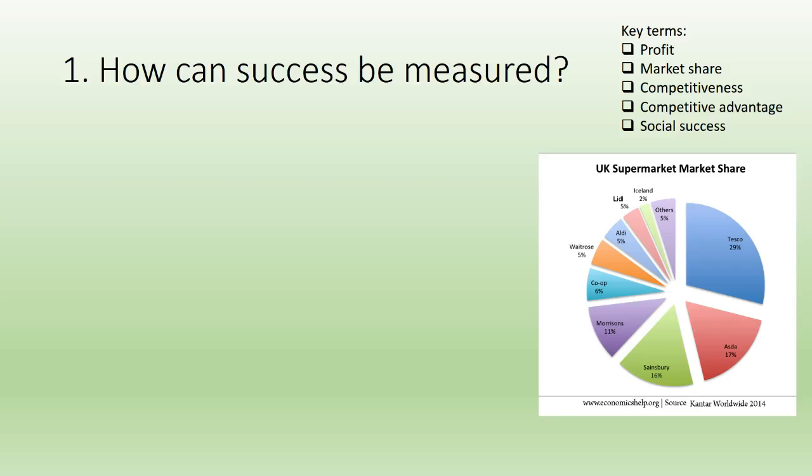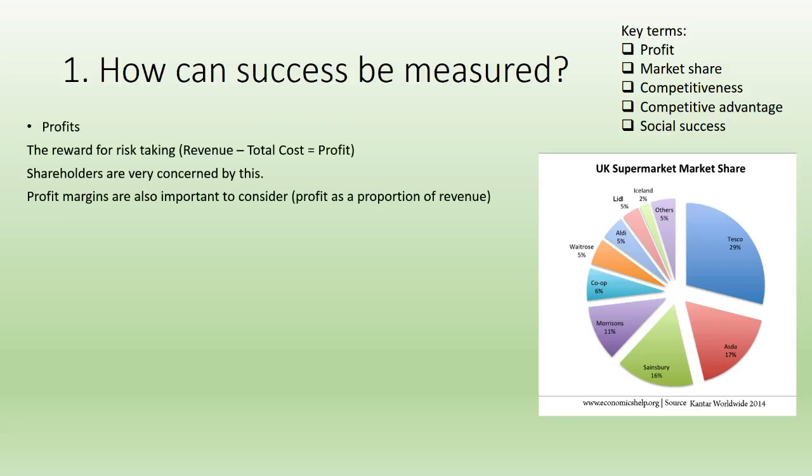So how can success be measured? Chapter 1. Firstly, profit is a key measure of success for businesses, isn't it? Formula for profit being total revenue minus total cost. Shareholders have profit as their primary objective.